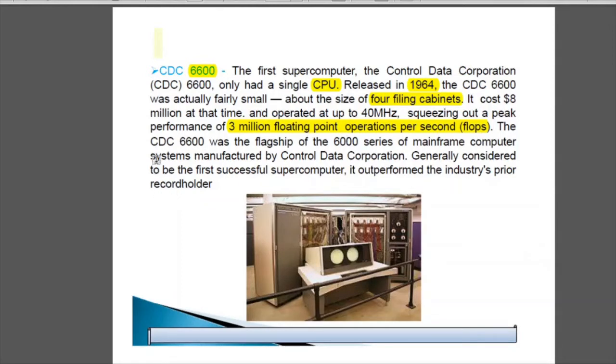per second. So the CDC 6600 was the flagship of the 6000 series of mainframe computer systems manufactured by Control Data Corporation. Generally considered to be the first successful supercomputer, it outperformed the industry's prior record holder. There were also some other computers, but it came out to be the first supercomputer which was very effective, the best of that time, right?